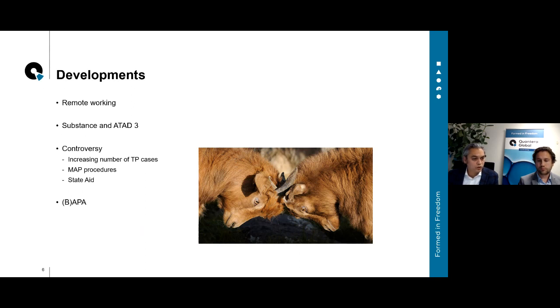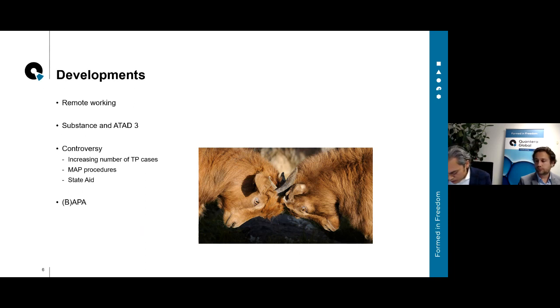Well, you will try to use the MAP procedure to at least ensure that there's no actual case of double taxation, so that competent authorities speak to each other and have discussion on what should be the outcome.